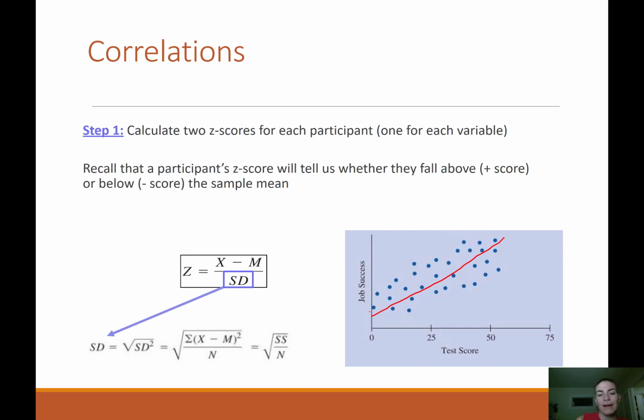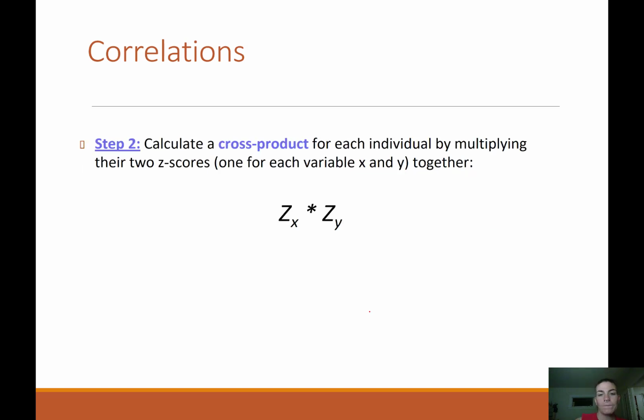And you have a reminder of the z-score formula on this slide. z equals x, or an individual's score, minus M, which is the sample mean, over SD, which is the sample's standard deviation. And remember, we can calculate standard deviation as the square root of the sum of squares divided by sample size. So once you've calculated a z-score for each variable x and y for every individual, the next step is to calculate a cross product for each person. So you're multiplying their two z-scores together to get zx times zy for each person to get their cross product.